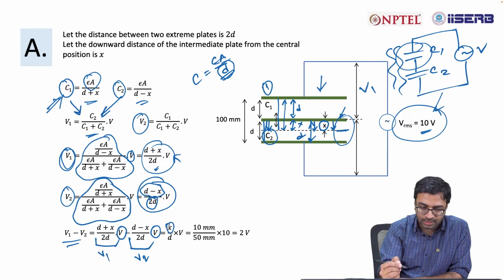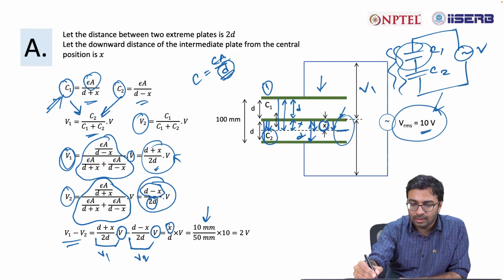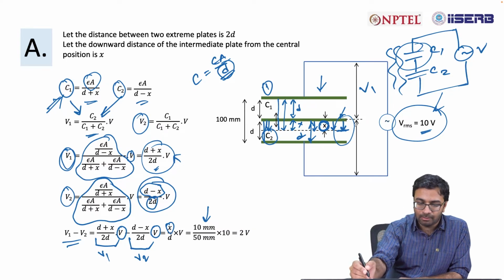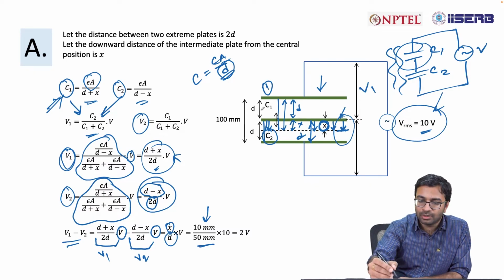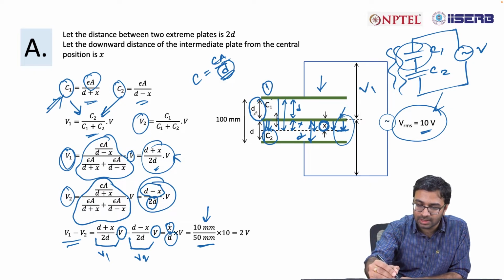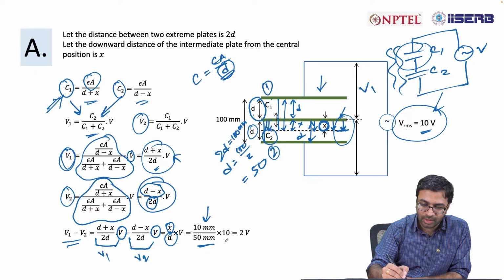Now, you know the value of x, 10 mm, because in the problem itself it is written that the plate has moved down by 10 mm, and the value of d is 50 mm. Why? Because you have considered the initial distance between the intermediate plate and the first plate as d, and the initial distance between the intermediate plate and the second plate is another d. So, your 2d is equal to 100 mm, so your d is equal to 100 by 2, that is 50. So, 10 mm by 50 mm into 10.